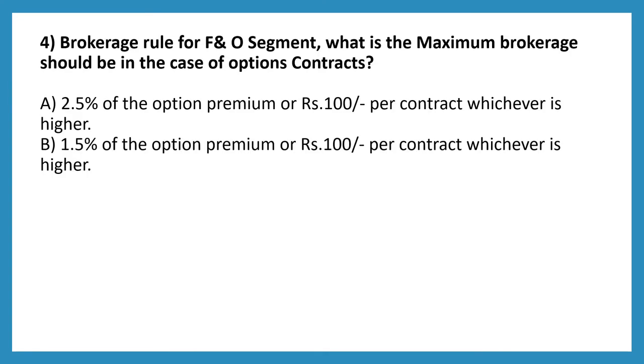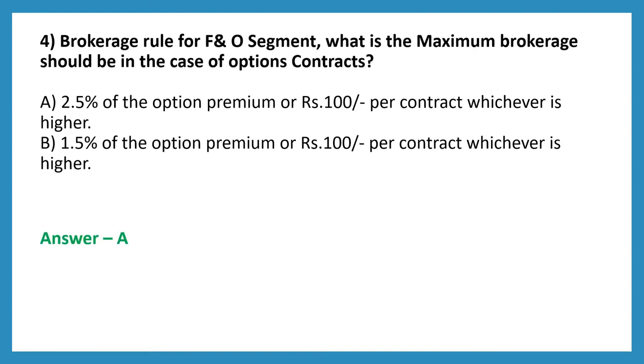Next question, brokerage rule for the F&O segment. What should be the maximum brokerage in the case of options contracts? Option A, 2.5% of the option premium or 100 rupees per contract, whichever is higher. Option B, 1.5% of the option premium or 100 rupees per contract, whichever is higher. The correct answer is option A, 2.5% of the option premium or 100 rupees per contract, whichever is higher.